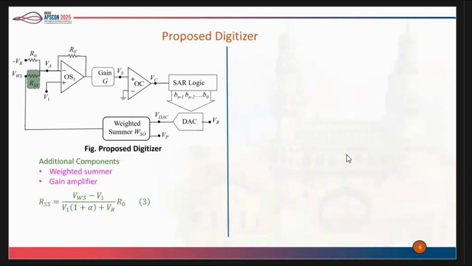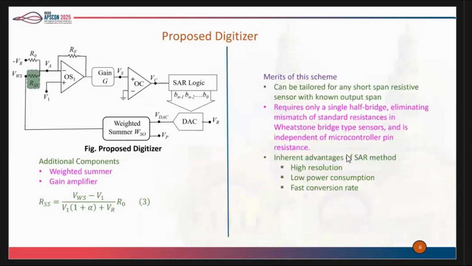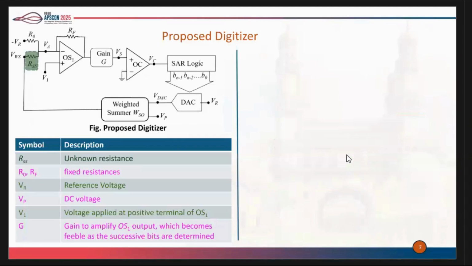The unknown resistance RSS can be calculated by the equation given here. The merits of this scheme are that this can be tailored for any short span resistive sensors with known output span, and it requires only a single half bridge configuration for Wheatstone bridge resistive sensors, minimizing the effects of mismatches of the two nominal resistances. Also, it has the inherent advantages of the SAR method.